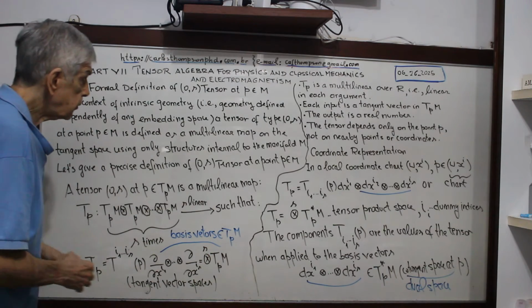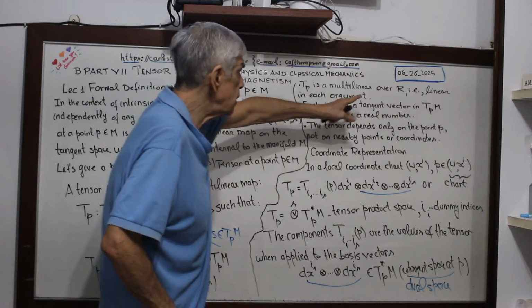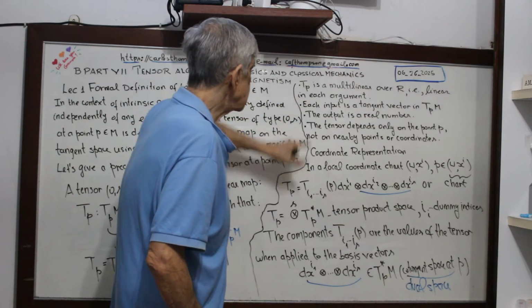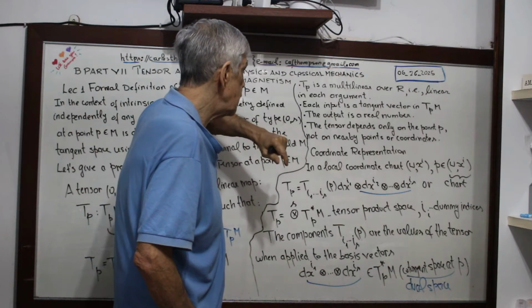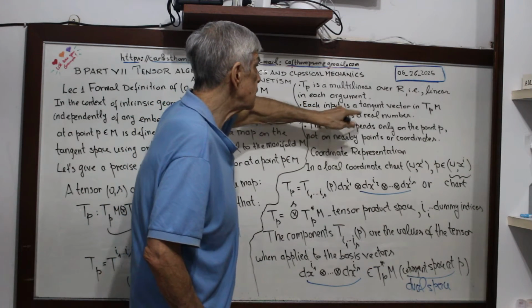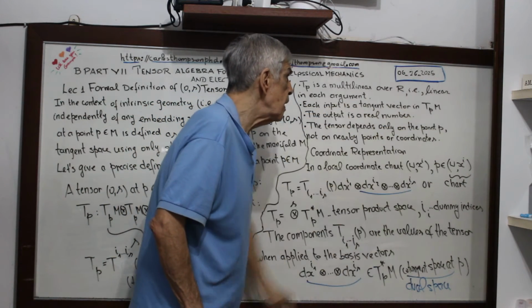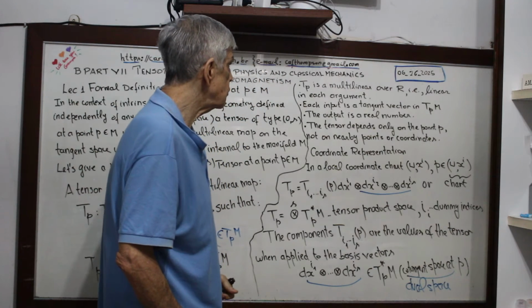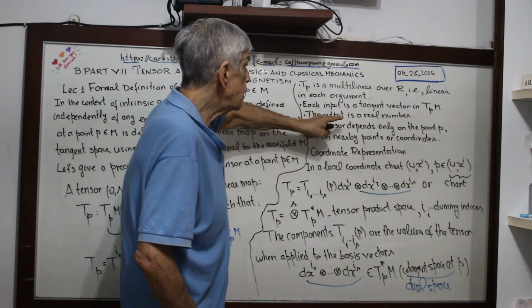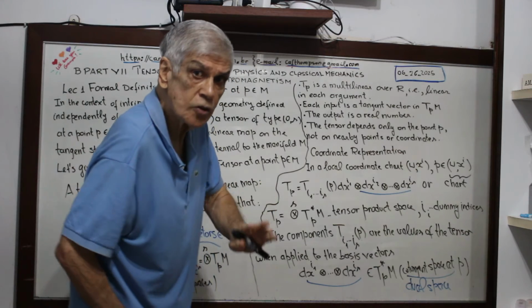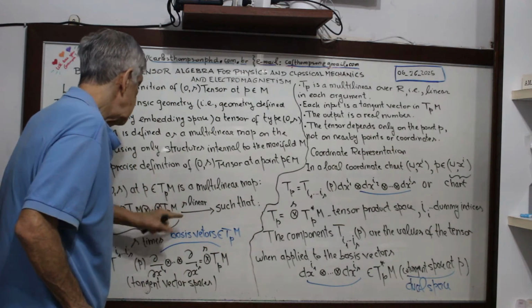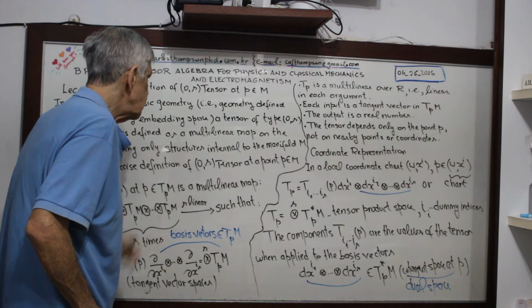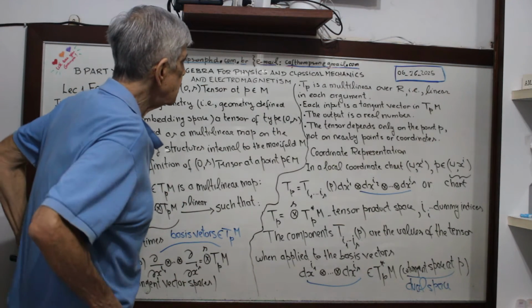Now, T_P is multilinear over R, that is, linear in each argument, as you will see in the application. Each input is a tangent vector in T_PM, the tangent vector space. The output is a real number. Attention, the tensor is a map, you see? Tensor is a map. This leads to a real number, you see?